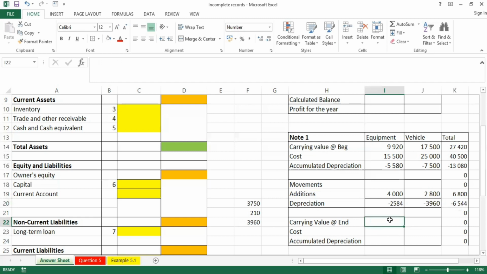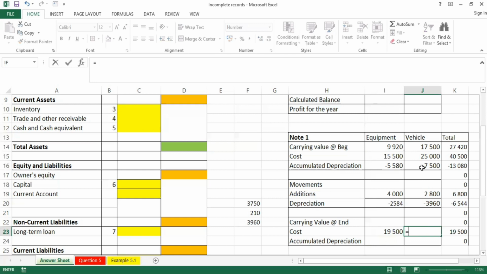So we come into our values at the end. So we know we have to get our cost first. So in order to get the cost at the end, what do we need to do? We need to say cost at the beginning plus any additions in order to get what? Our cost at the end. So we have to say is equal to this plus the 4,000, which is the addition, which will give us a total of 19,500.